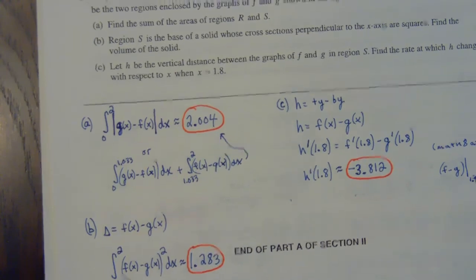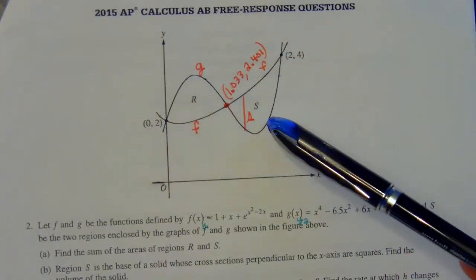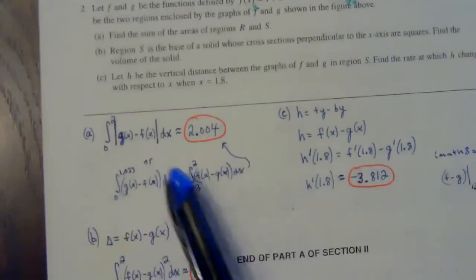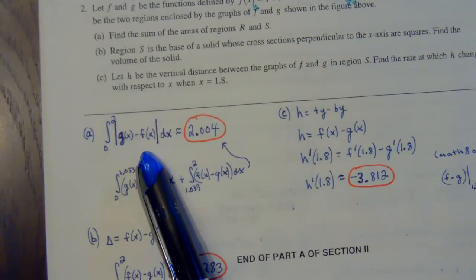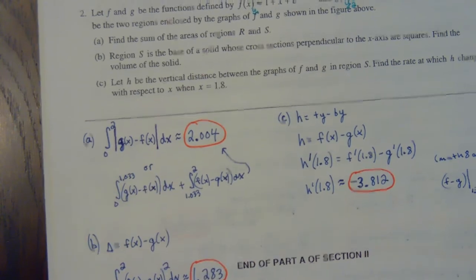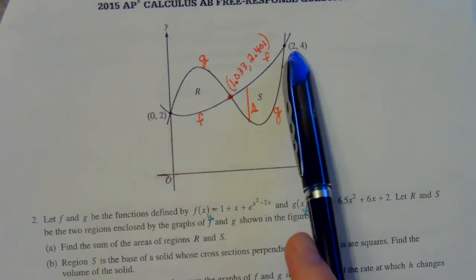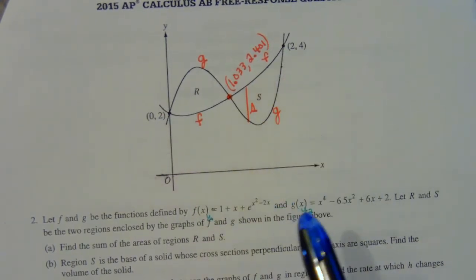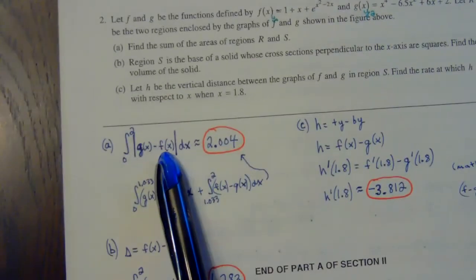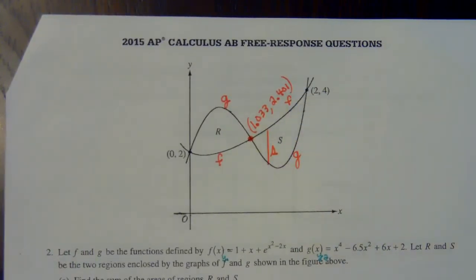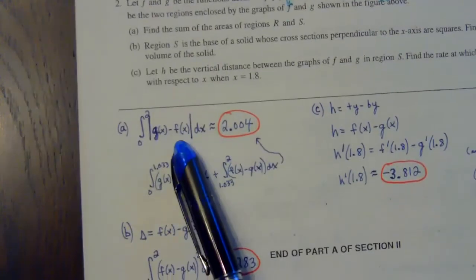Although there's a nice shortcut. If you ever notice that your top curve changes, you can do this with one integral as long as you put it in absolute value bars, okay? So it doesn't matter whether you do G minus F or F minus G, you can go from 0 to 2, as long as you put it in absolute value bars, it'll work out for you. Because if you accidentally did G minus F instead of F minus G, you get the same answer, just with the opposite sign. So the absolute value bars is going to fix that.